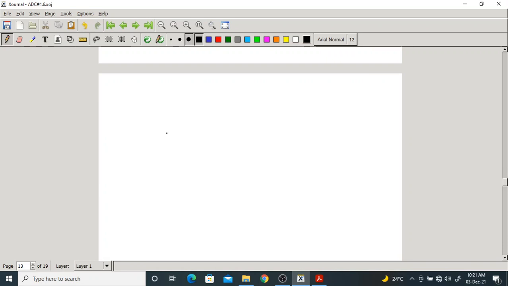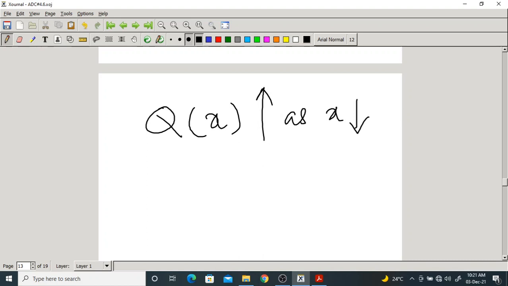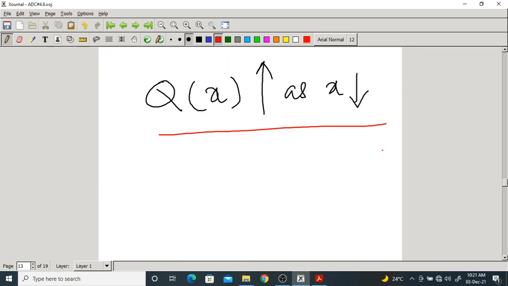Now you know one thing: Q of x is a decreasing function of its argument, which means it increases as x decreases and vice versa. It's a decreasing function of its argument. I hope we have discussed these things in the PTSP course, I think so. Reverse also can happen.